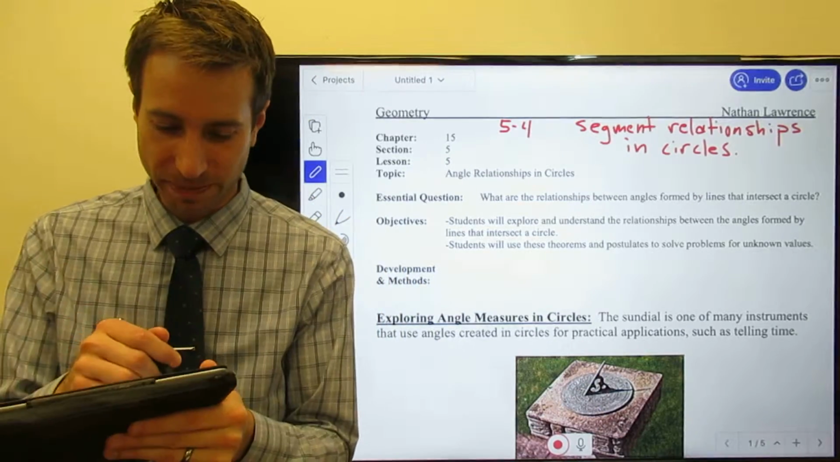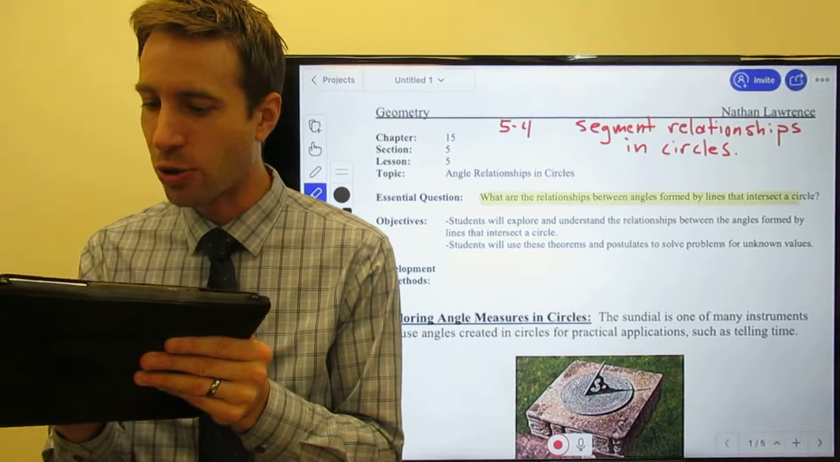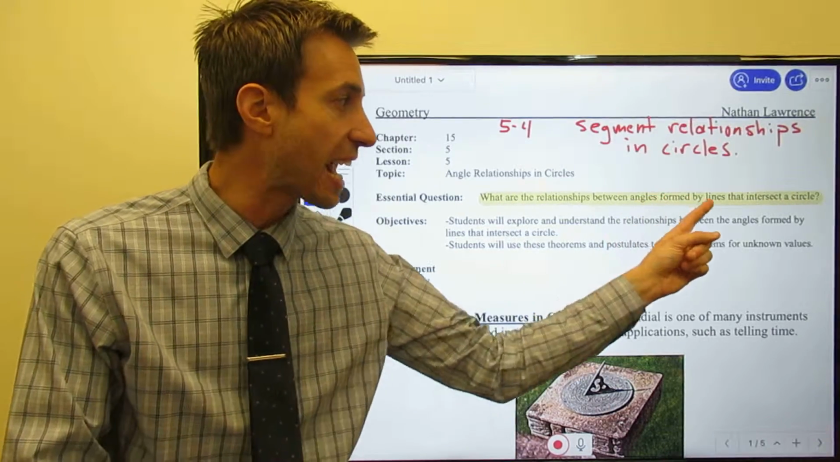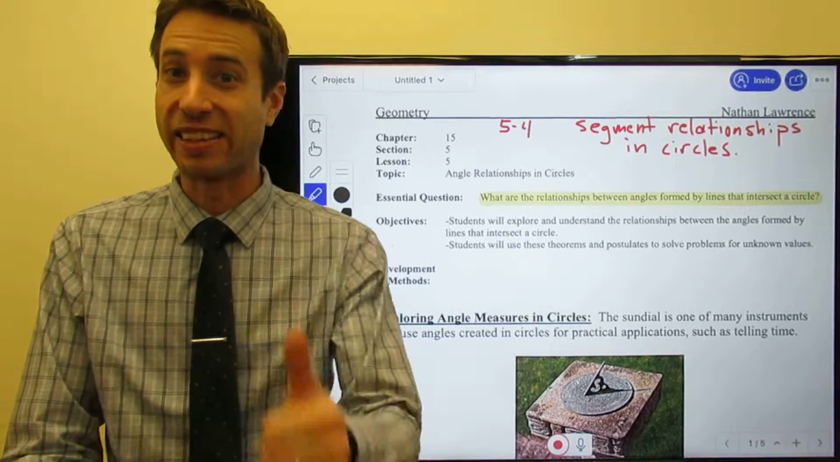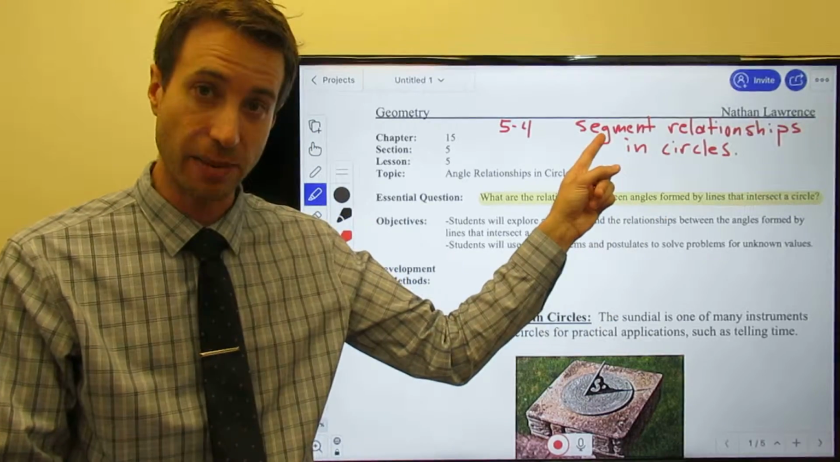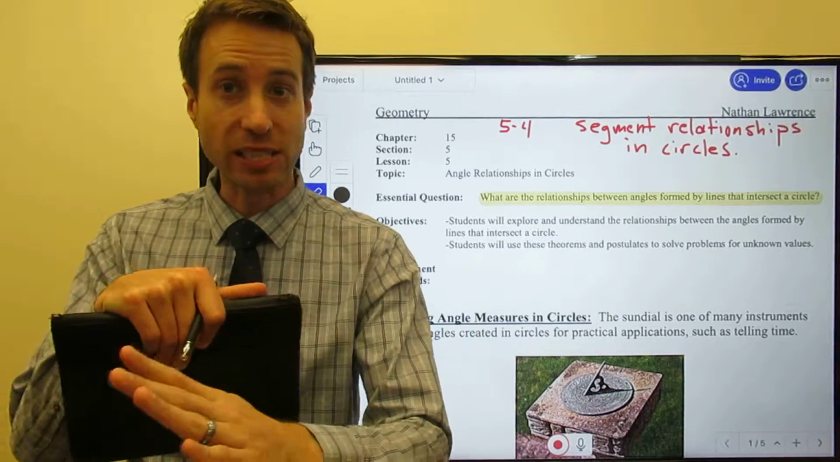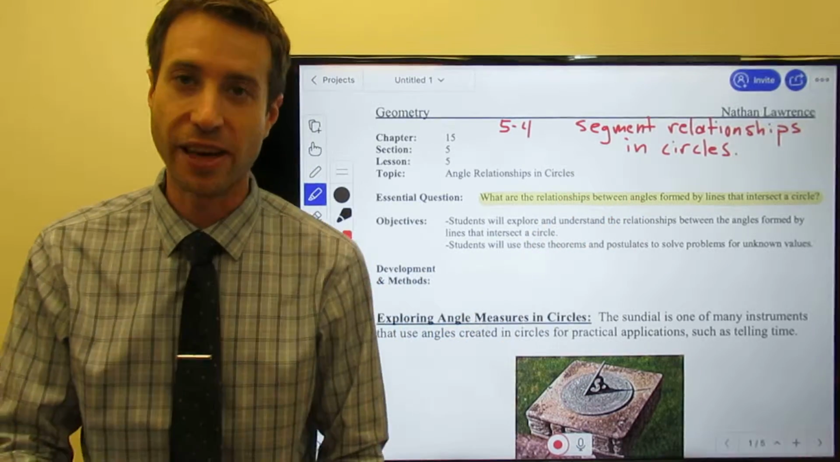So here we go. Our essential question is: what are the relationships between angles formed by intersecting lines inside of a circle? In the last section, when we had those intersecting lines, we looked at the relationships between the segments. Now, when we have those intersecting lines, we're going to look at the relationships between the angles that are formed.